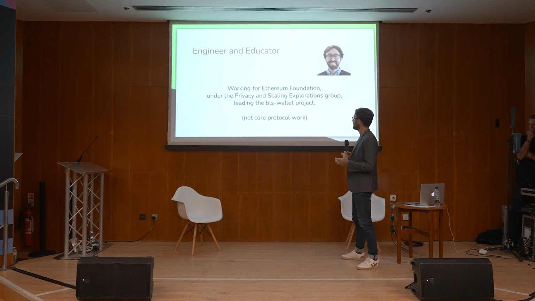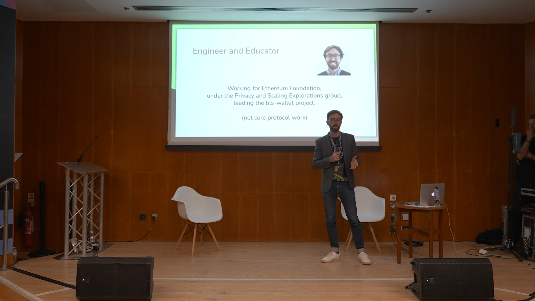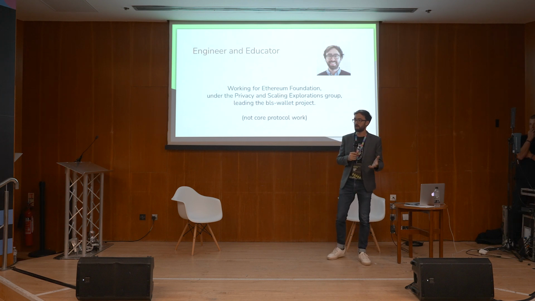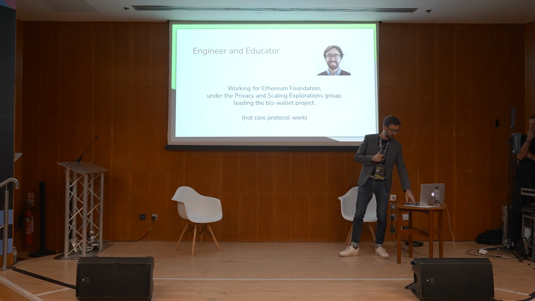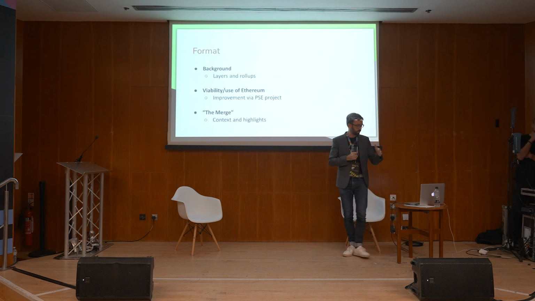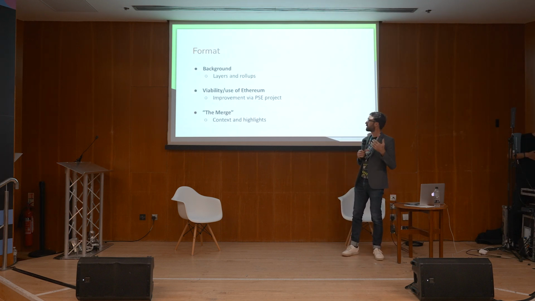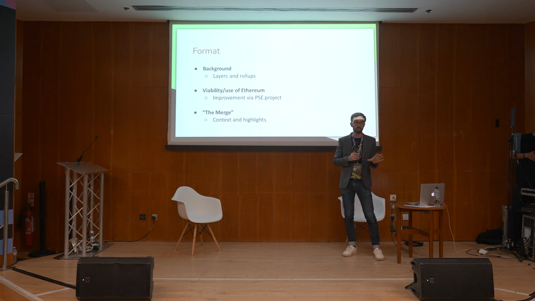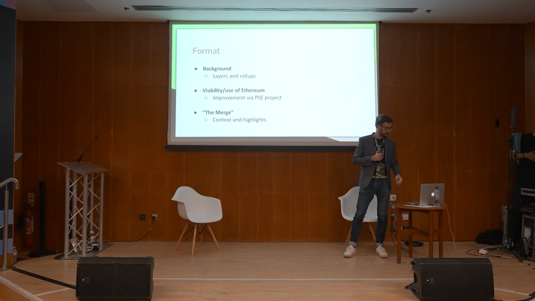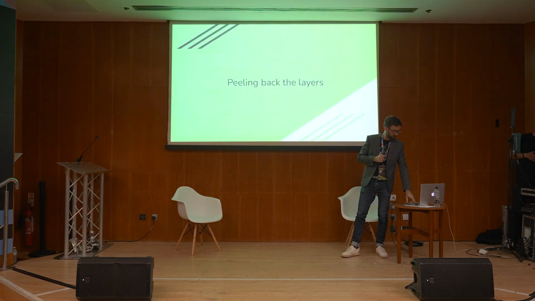And the project I'm on is called BLS Wallet. That's one of several projects on privacy and scaling. And that's not the core protocol work that I'm doing, so just a disclaimer there. The bit of format, I'm going to have a background around layers and rollups, just to put that in context. And then touch upon the improvement that I'm working on for layer 2s, which is part of a PSE project. And then describe a bit about the merge and some information there.